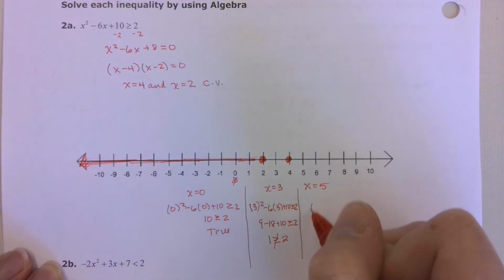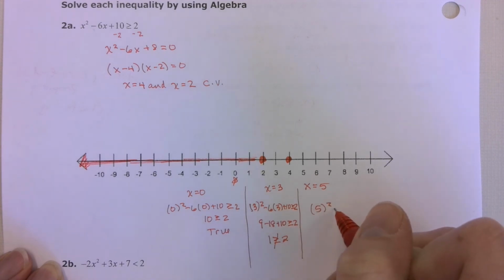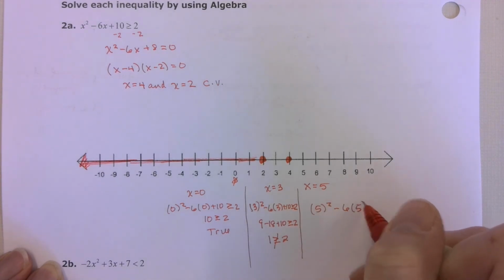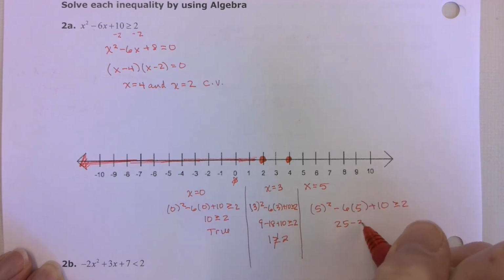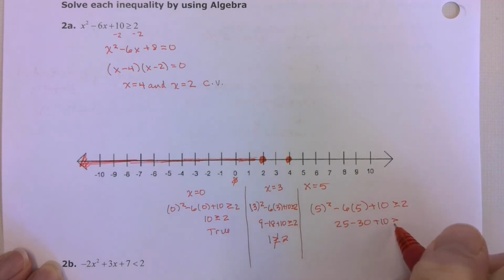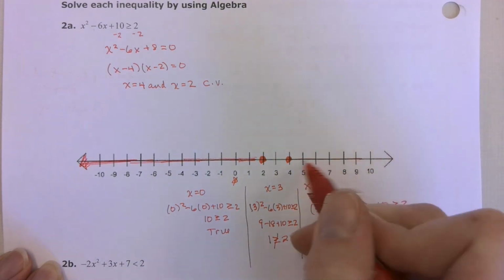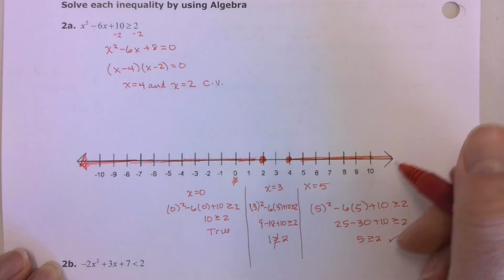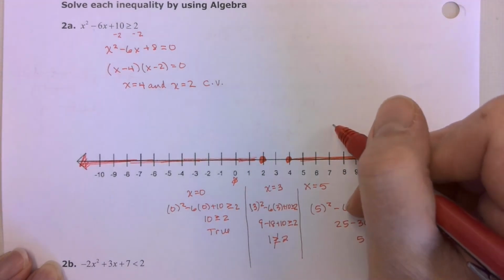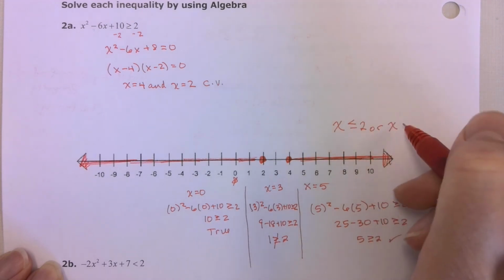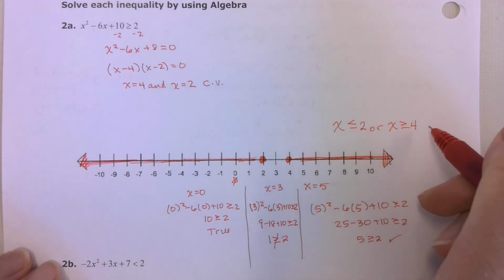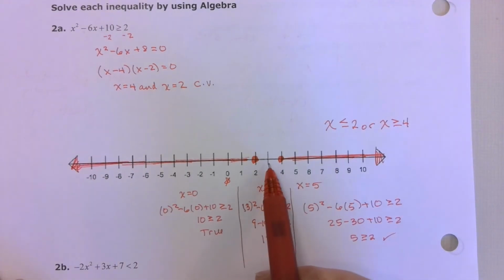And then we're going to test our 5. So 5 squared minus 6 times 5 plus 10 greater than or equal to 2. So I get 25 minus 30 plus 10. Does it work? So I end up with negative 5 plus 10. I get 5 is greater than or equal to 2, and that is true. So this is the other part of my graph. And with that in mind, my final answers: x is less than or equal to 2, or x is greater than or equal to 4. If mine shaded in the middle, it would be an and statement.